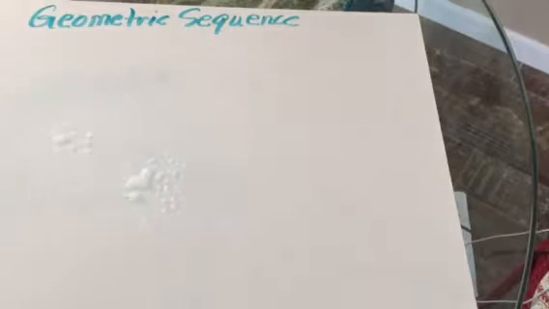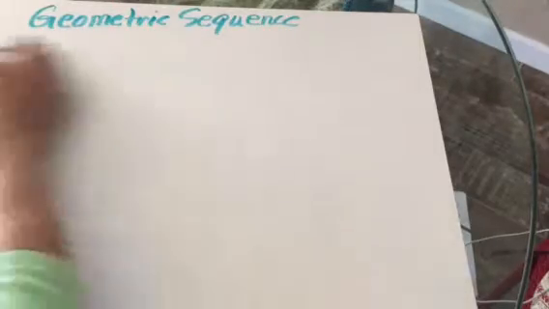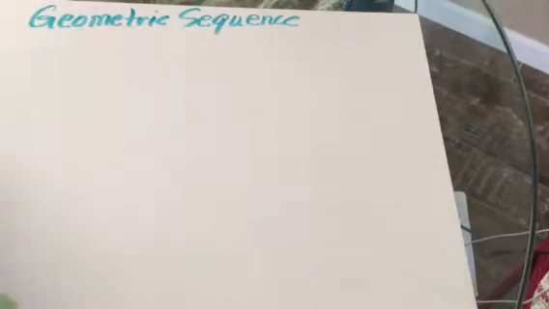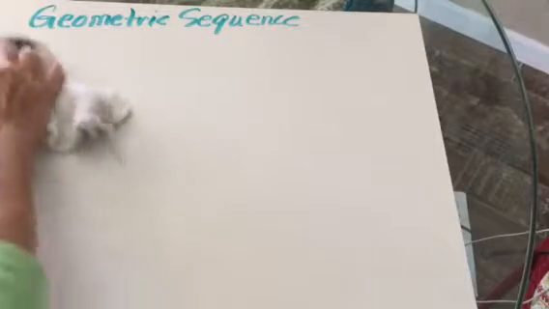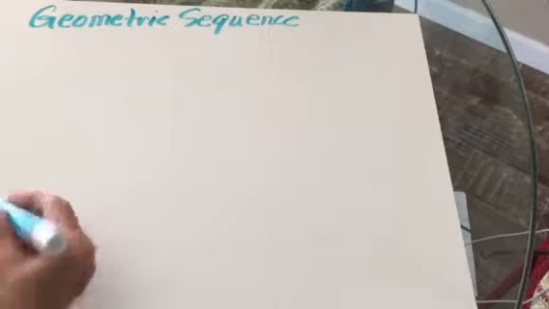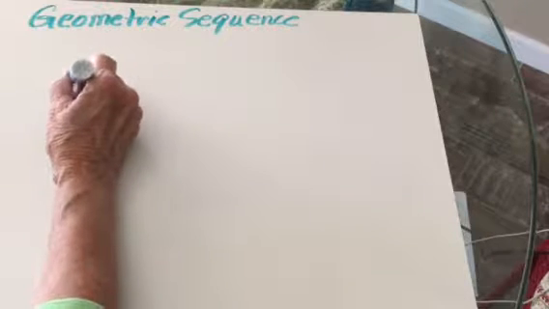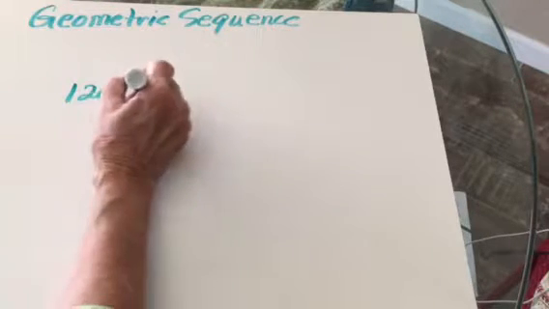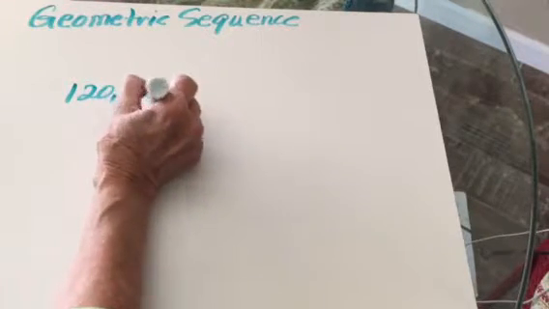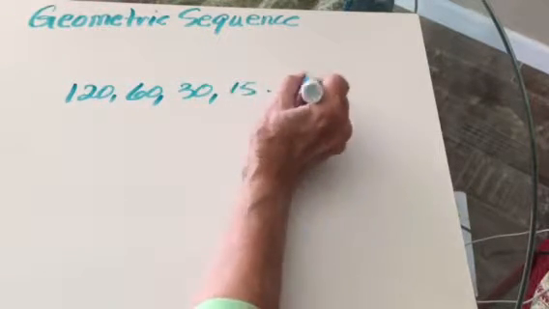With geometric, we're talking about ratios. When I talk about a ratio, I'm talking about multiplying or dividing, you know, backwards or forwards. Multiplying or dividing. So, for example, here's a sequence. And of course, they don't tell you what it is. You have to figure it out. 120, 60, 30, 15, and so forth.